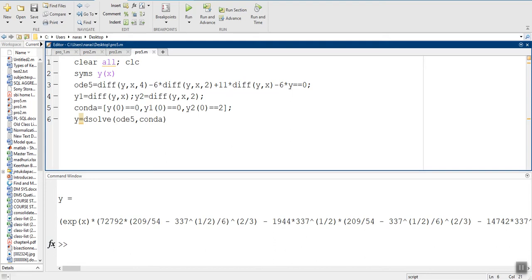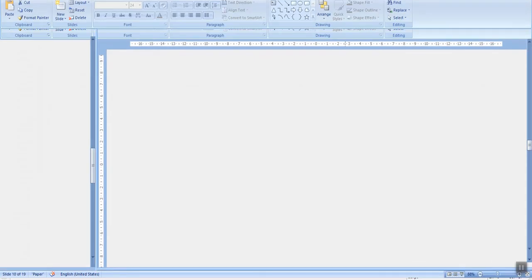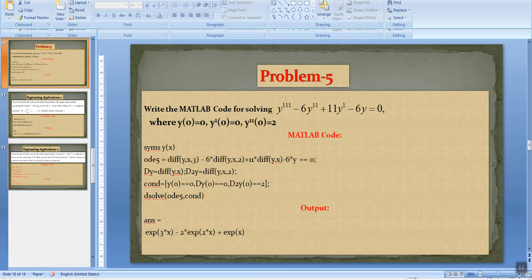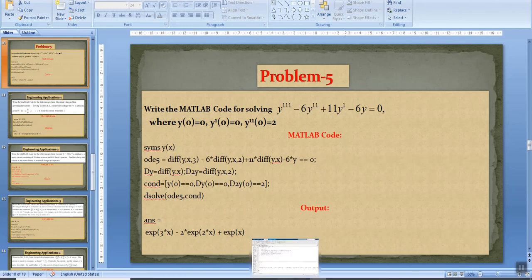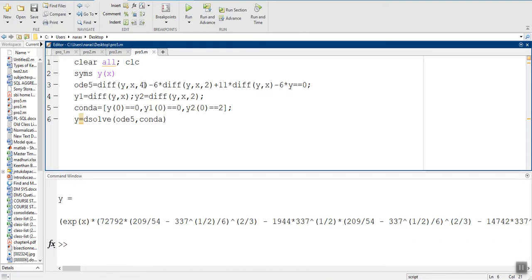Fourth order. Wait. Oh, sorry, it's a small mistake. This is third order. In our problem, third order. If it is fourth order, same methodology, don't worry. Okay, third order, that's why you got another answer. Our answer is not matched. Okay, I will run again.